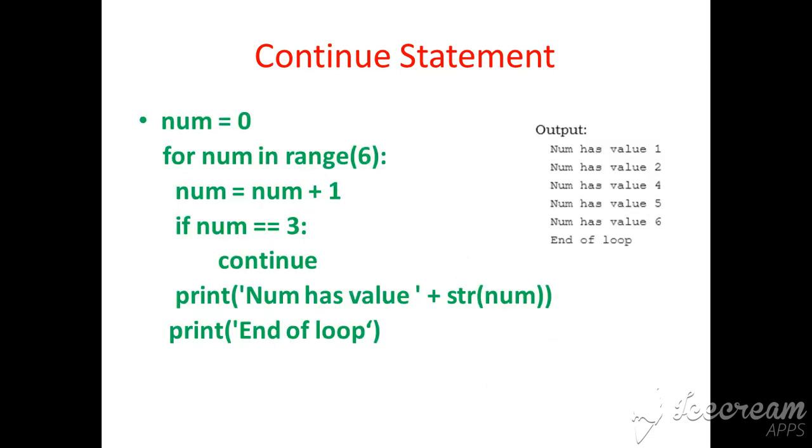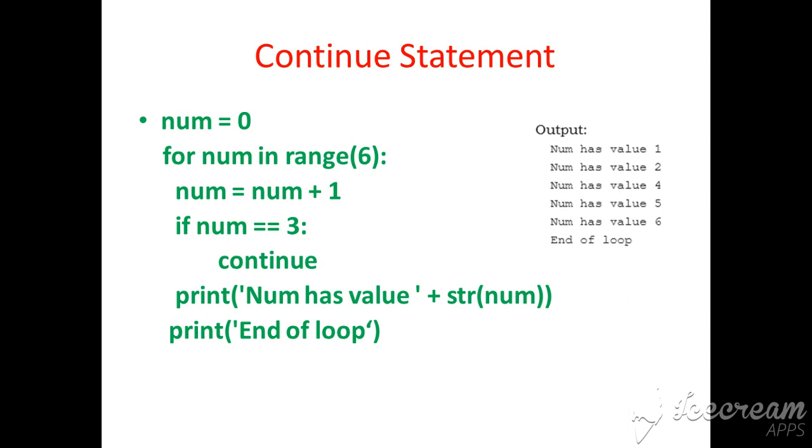Look at here. First num is equal to 0. For num in range 6, it automatically produces the values 0, 1, 2, 3, 4, 5, up to 5. Here look at num is equal to num plus 1, so the num value becomes 1. Then inside that loop one condition is there: if number equal to 3, then continue. Otherwise, print that number.